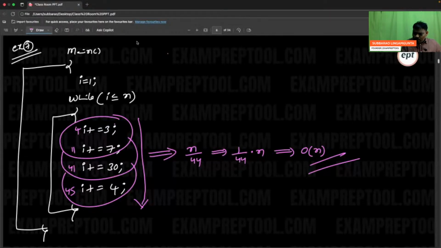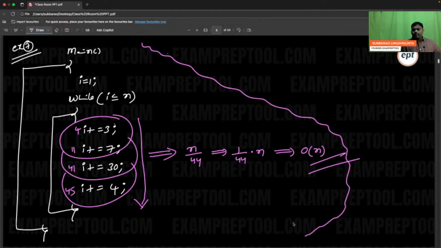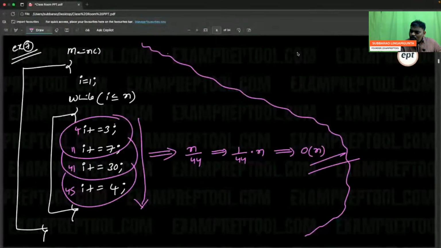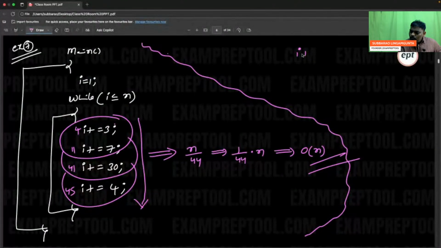Actually, proof is not required, but I am giving the proof also. Can you see the proof one time? So one time the loop is over. What is the answer? For that I, you are adding 44. One time the loop is over, you are adding 44 to I.